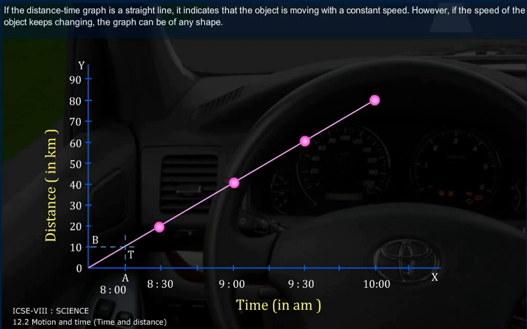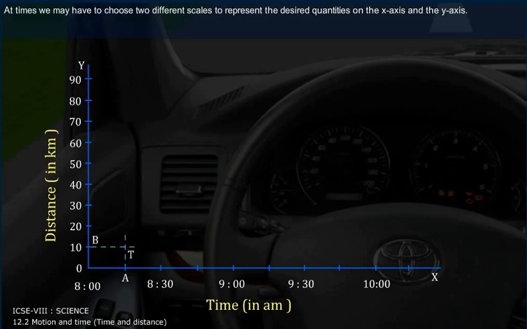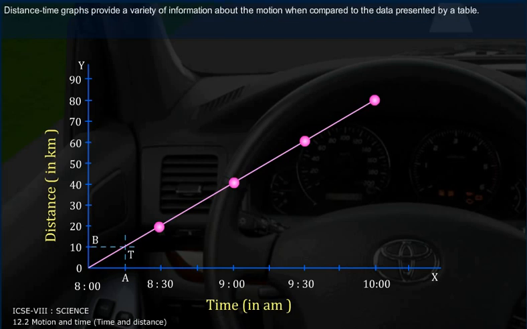If the distance-time graph is a straight line, it indicates that the object is moving with a constant speed. However, if the speed of the object keeps on changing, the graph can be of any shape. At times, we may have to choose two different scales to represent the desired quantities on the x and the y axis.